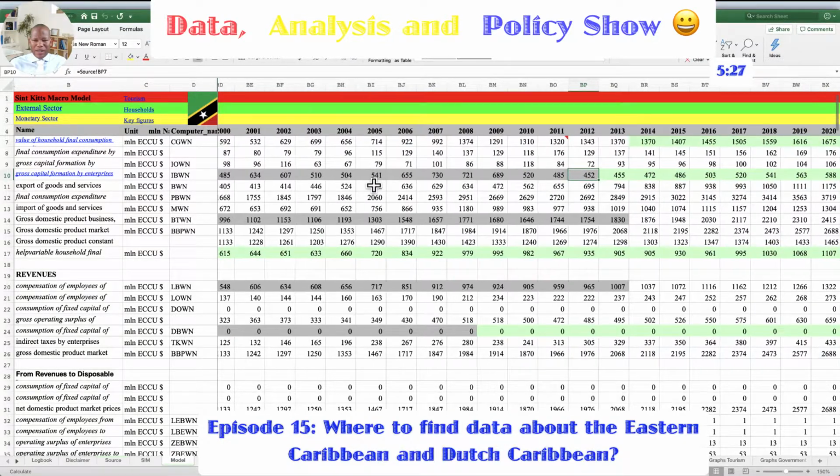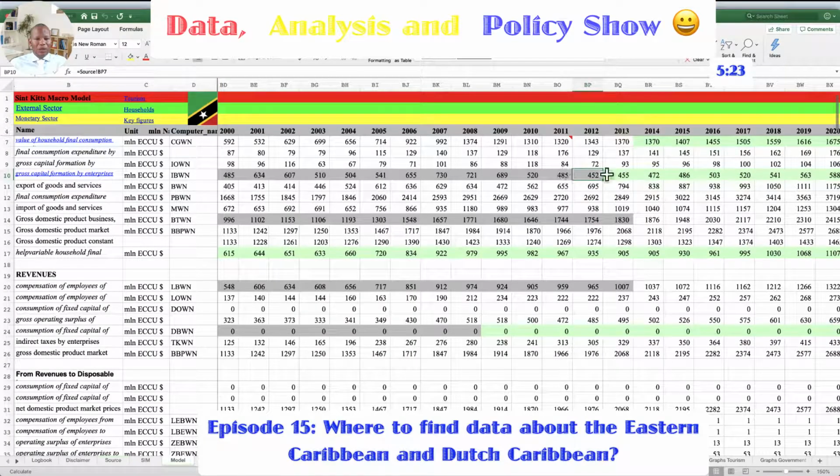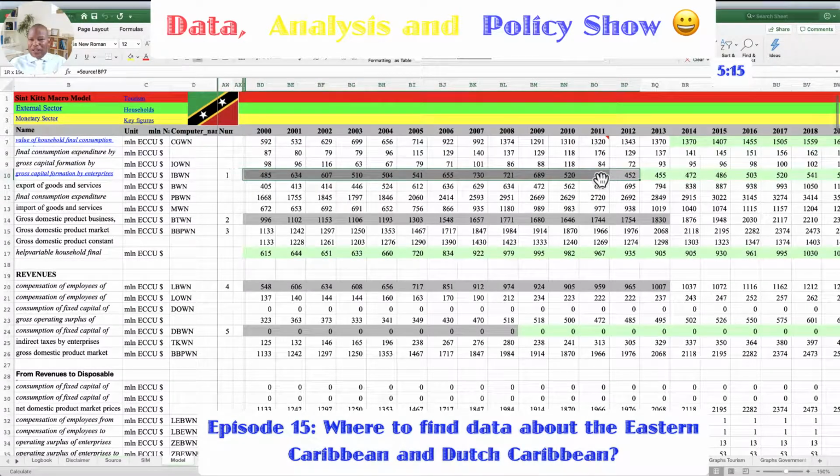Has it grown? No, it has not grown. It has pretty much stayed the same: 452. Now, if I want to make a quick graph about this, I just put this here and say insert. Let me try to insert a graph quickly for you here.